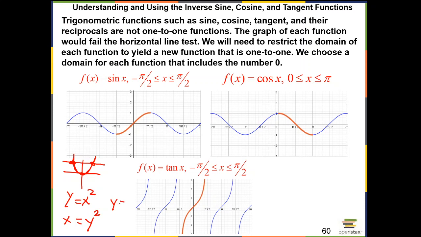So this new y would be plus and minus the square root of x. And obviously, this is not a function because it's got plus and minus. So x squared, if you think of it as a machine, takes a number and squares it, right? Now, if you put a negative 2 here, you get 4.